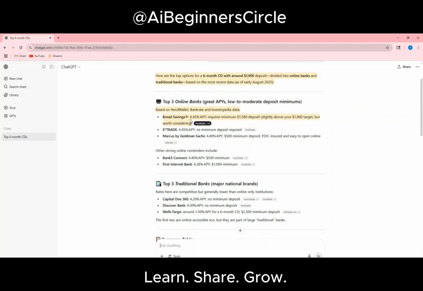Now, you see Bread Savings has the 4.45%, but it has a 1,500 minimum, over our limit. E-Trade also has the 4.45% with no minimum deposit. So this is likely the best fit as far as how much we want to spend, along with the highest percentage rate, on E-Trade. But for me personally, because I like to play it safe, I would likely go with this Marcus by Goldman Sachs, even though it's slightly lower at 4.40 instead of the 4.45. It has the 500 minimum deposit, and it's FDIC insured.